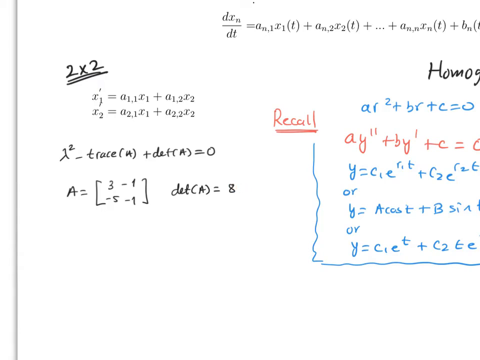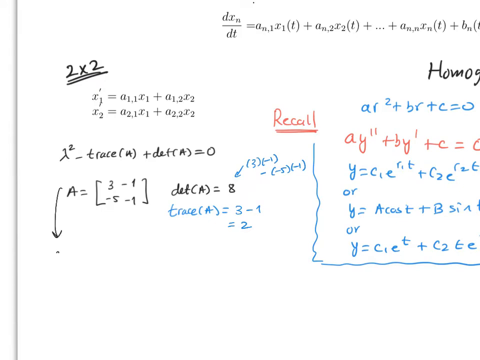So what is the trace? The trace is the part that is new, and the trace is actually pretty easy. All you have to do is add the diagonals here. Like how much is 3 minus 1? Which is equal to 2. That's it. Now the determinant, remember, was 3 times negative 1 minus 5 times negative 1. All right? So we plug it into the formula.